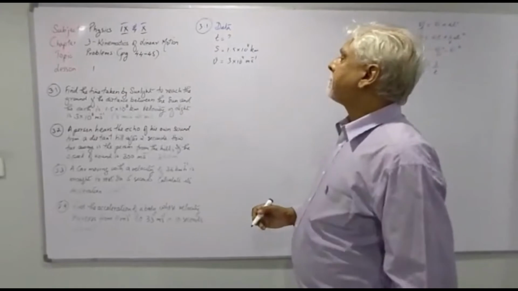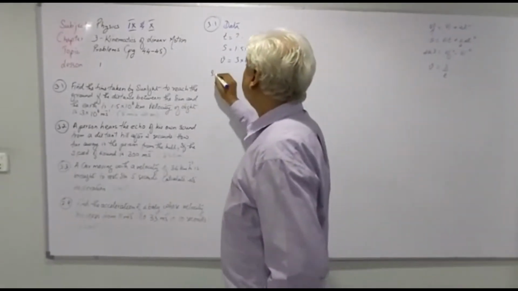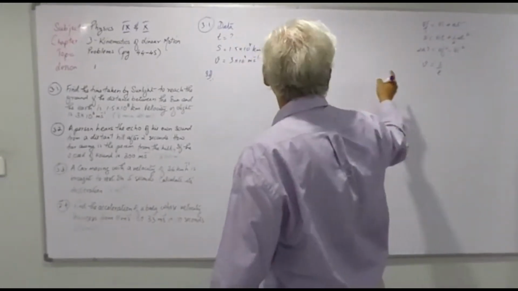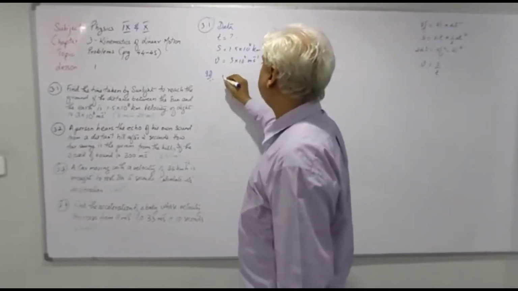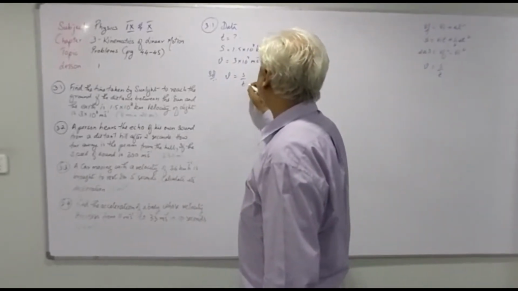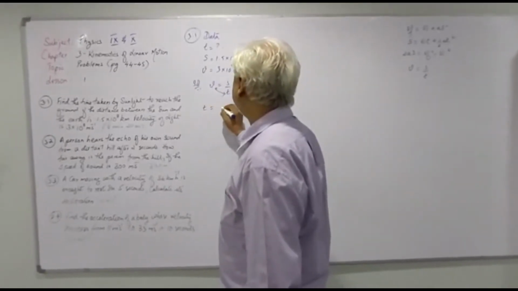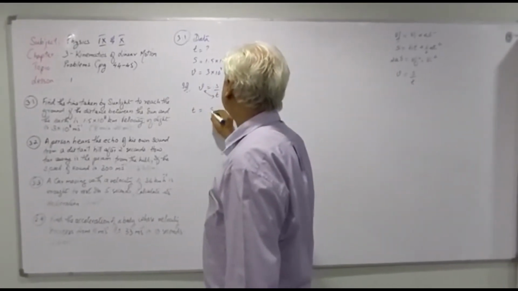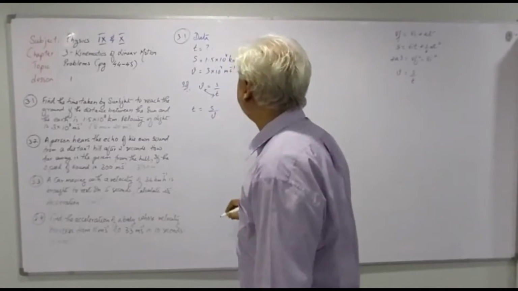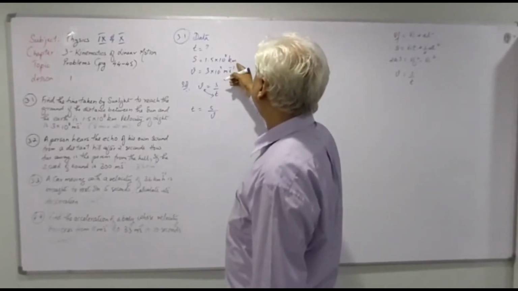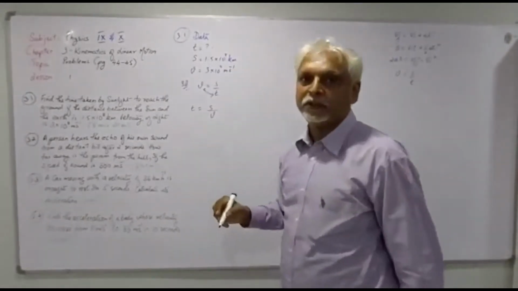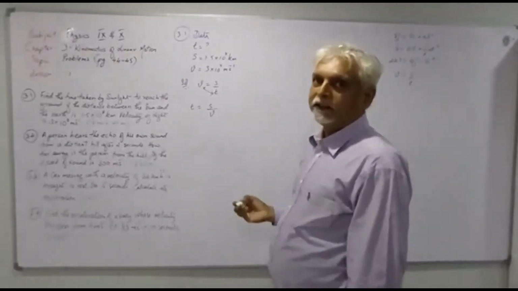Now, solution. Here we will be using the formula that average velocity is equal to distance upon time. Since you need to find time, you will take time here and bring the velocity down. So time is equal to distance upon velocity. Distance is given to you in kilometers. We need to convert this into meters, so that we get the answer in seconds.